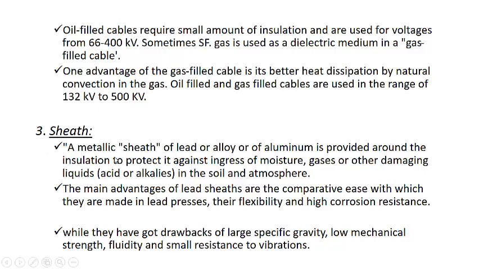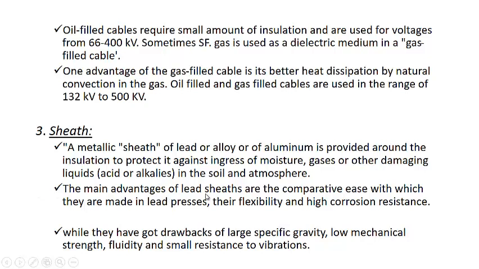Now, the sheath. A metallic sheath of lead or an alloy of aluminium is provided around the insulation to protect it against the ingress of moisture. This is one of the important functions of the sheath. It protects the conductor and the insulation from moisture, gases, or other damaging liquids like acids or alkalis in the soil and atmosphere.